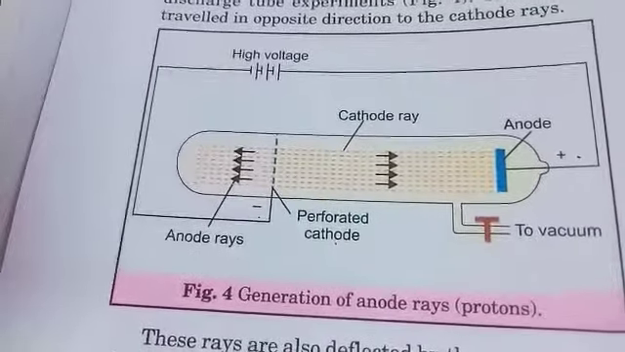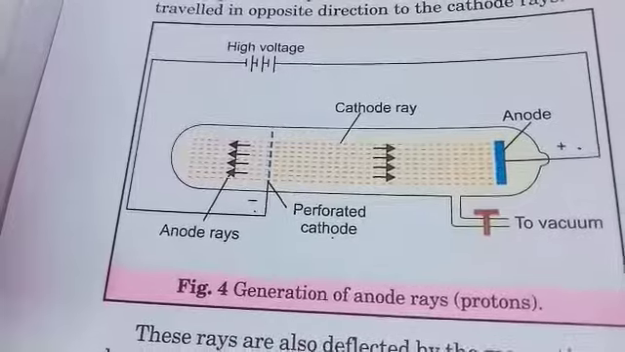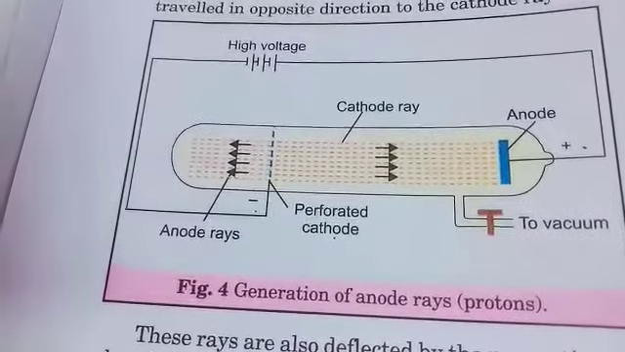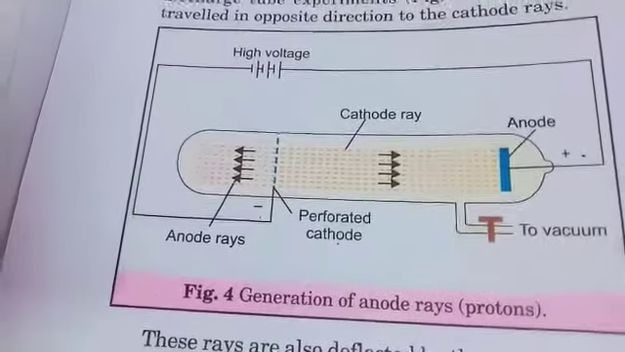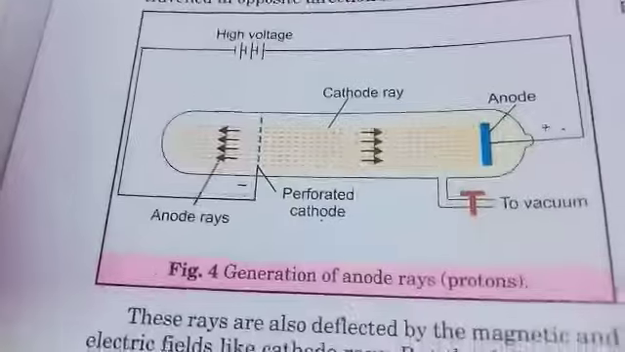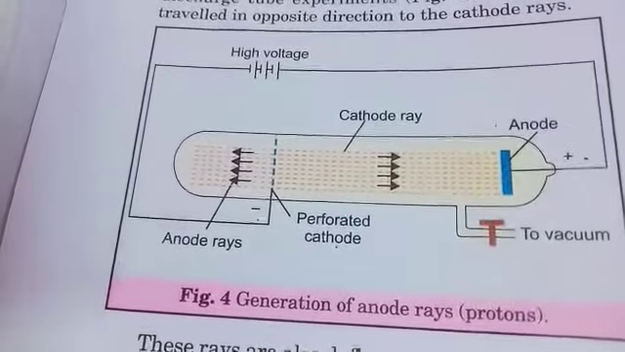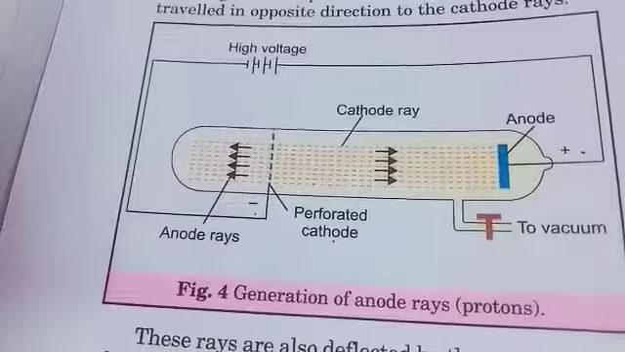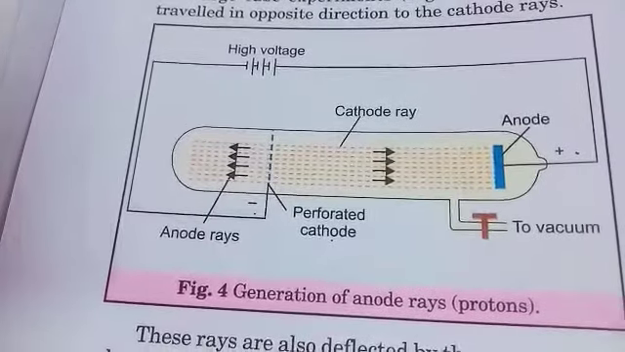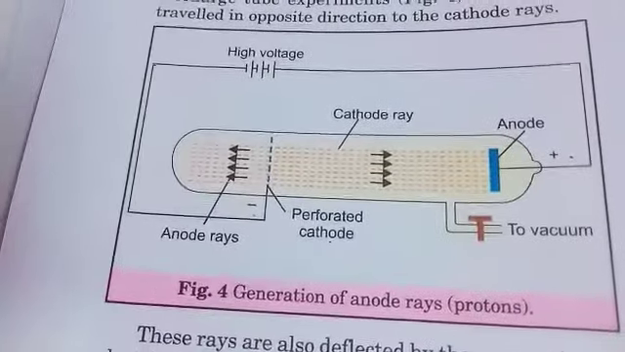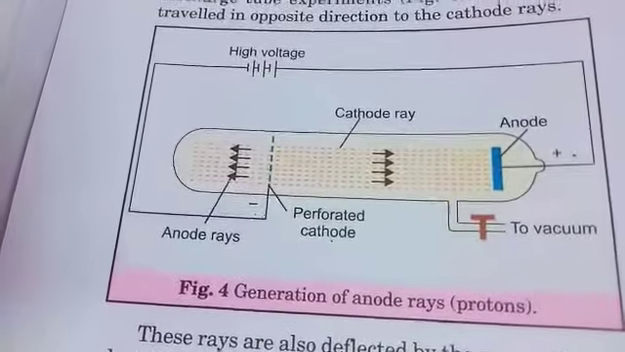Another property: if you put these rays in an electric field, they are deflected towards the opposite charge. The positive rays are deflected towards the negative plate. This also shows that anode rays are positively charged. The same applies with a magnetic field also.